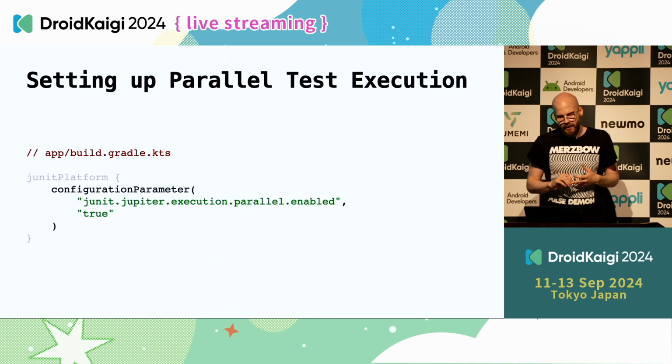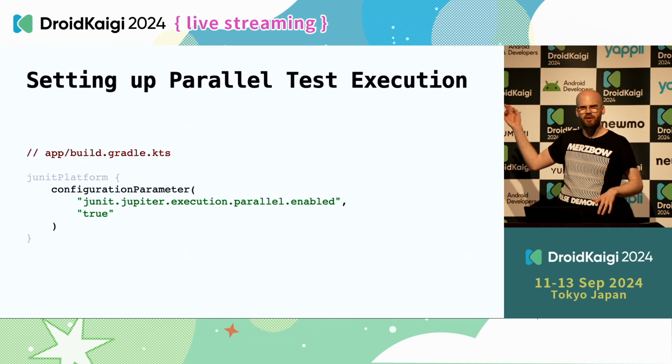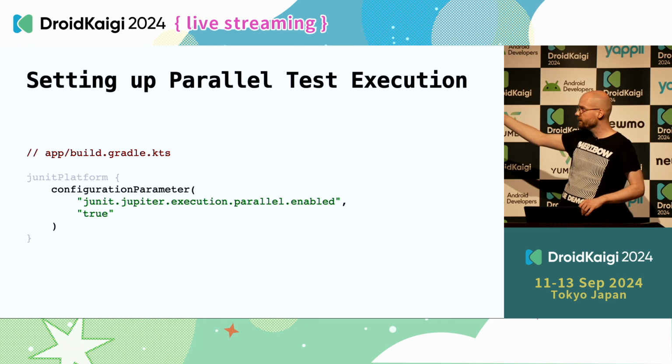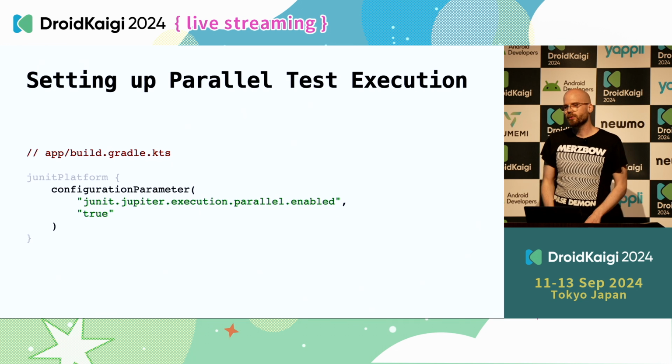And you configure it with configuration parameters. This is the JUnit 5 word for setting. There's a lot of these. You can look them up in the user guide. For parallel testing, this is the one that we want, and we want to set it to true. And if you do this, then you can opt in to parallel testing on a class-by-class basis.